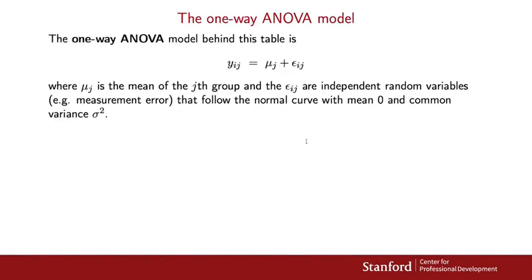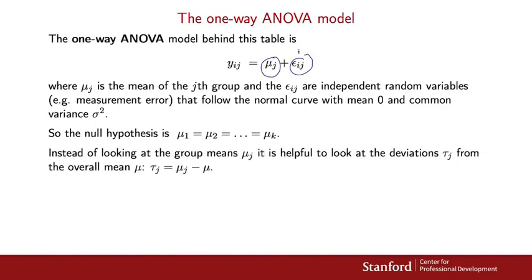The idea behind the ANOVA table is that each observation is generated as the sum of a treatment mean mu j and an error term epsilon. You can think of the error term as a measurement error, and the assumption for ANOVA is that these error terms at least roughly follow the normal curve, and they are independent with mean 0 and a common variance sigma square. Remember, our null hypothesis is that all those treatment means are the same.